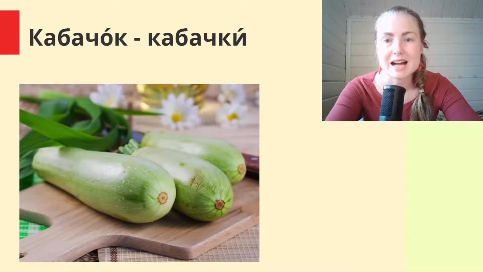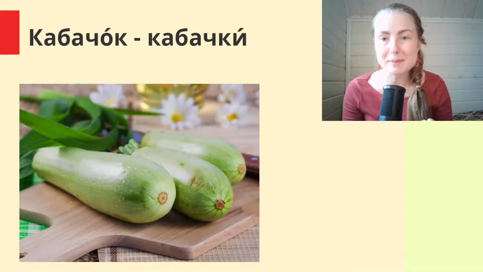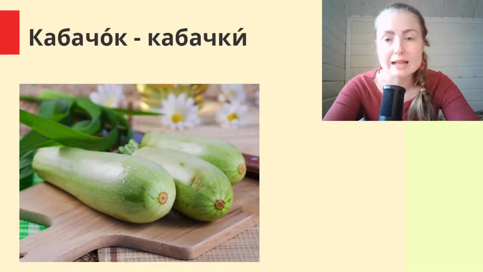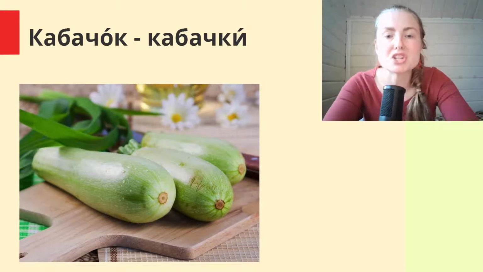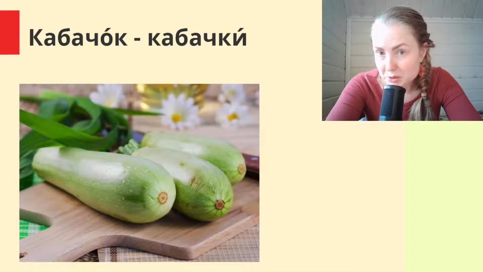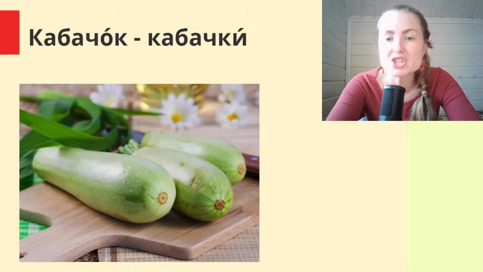Okay. Next word is кабачок. Один кабачок, много кабачки. It's zucchini. Pay attention to the plural form. The singular form ends on ok. It's a very interesting ending, because when we produce the plural of words that end on ok, this letter o goes away in the plural and we have just the ending ki, like kabachki.